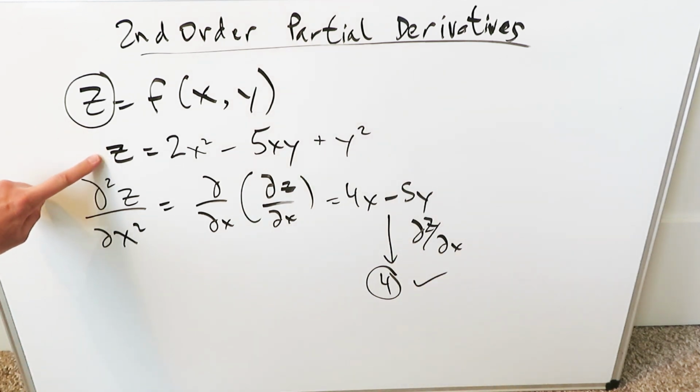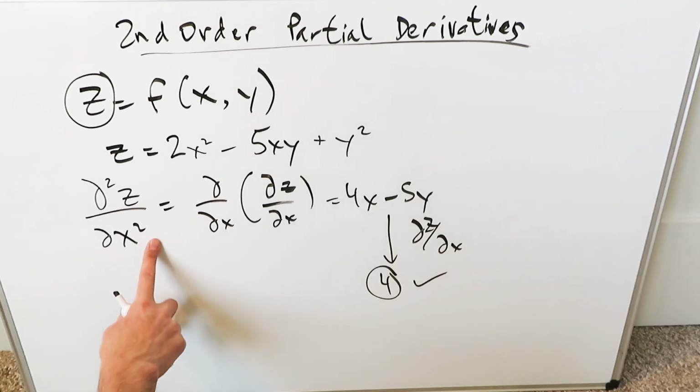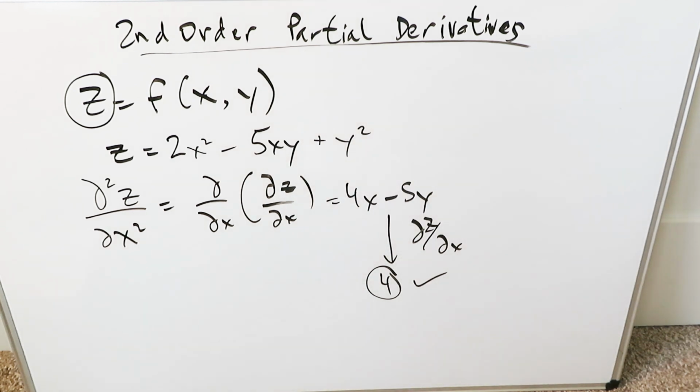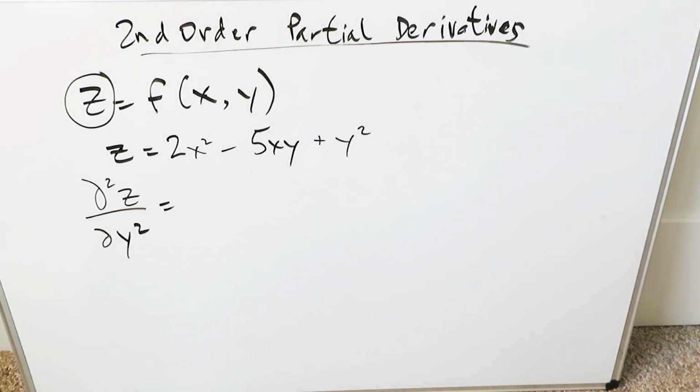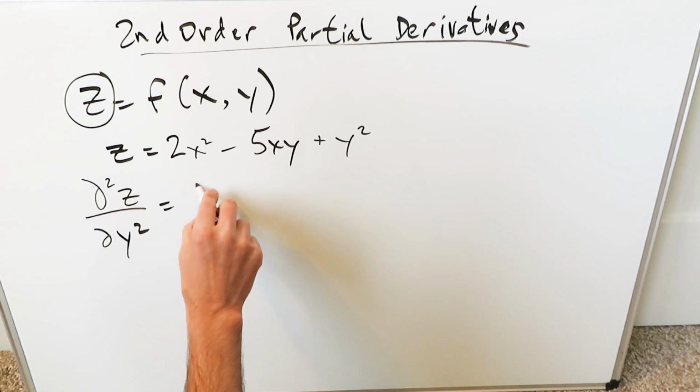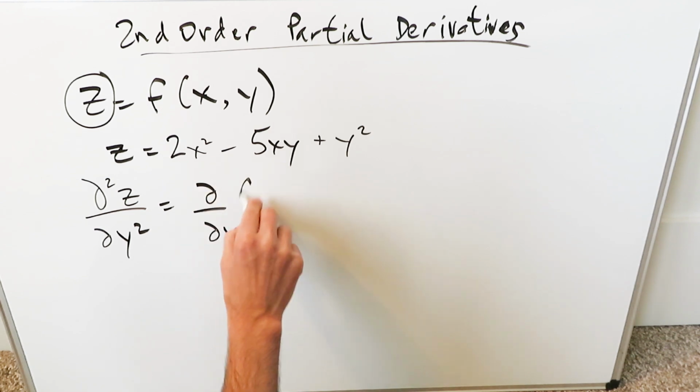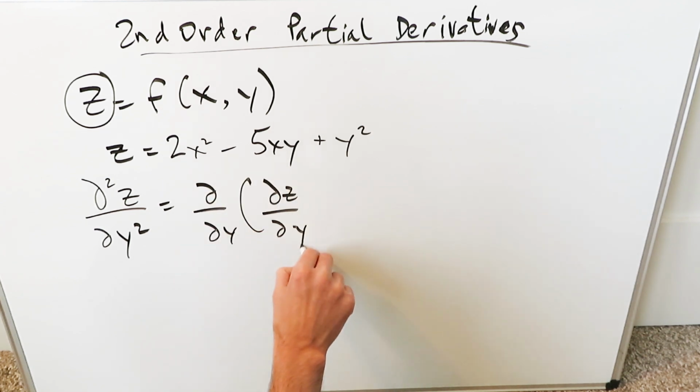When you're looking at this z function right here, x squared minus 5xy plus y squared, the second order partial derivative with respect to the x variable should be 4. It will be correct. Now we've done a change. We're looking here with regards to the y variable. The x will be treated as a constant.